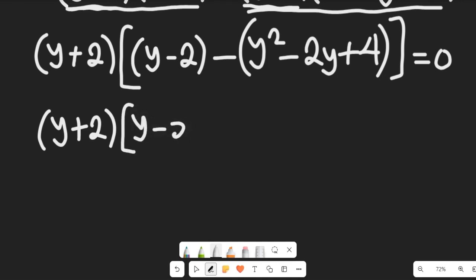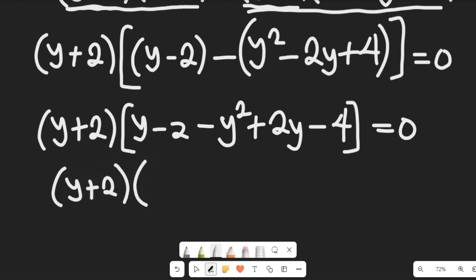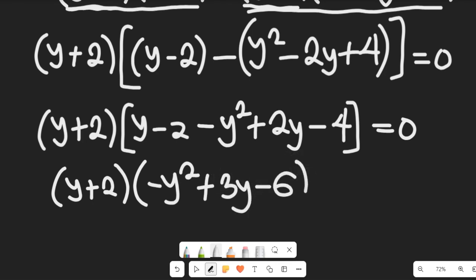y minus 2 minus y squared plus 2y, and this will give us minus 4, and all these will be equal to 0. This is going to give me y plus 2 on this side, and then we are going to have negative y squared, right? While this will give us plus 3y, right? While this will give us minus 6, and all this will be equal to 0.